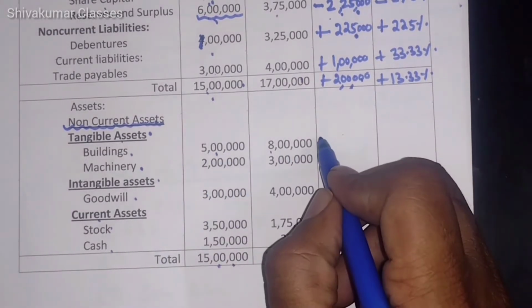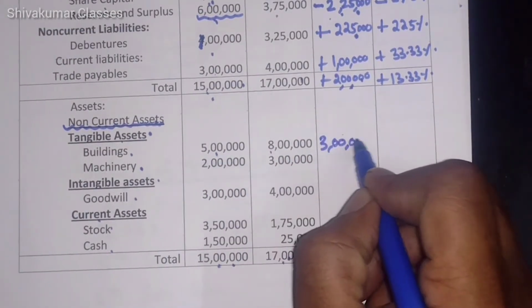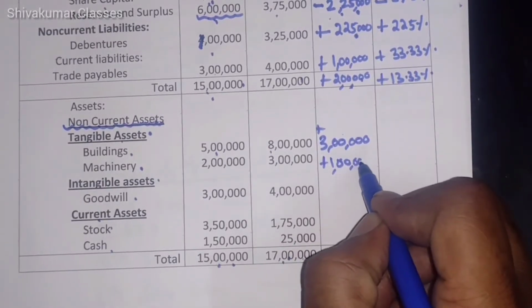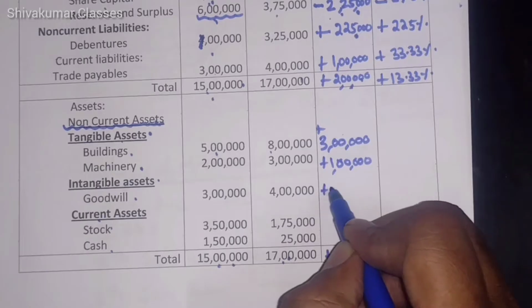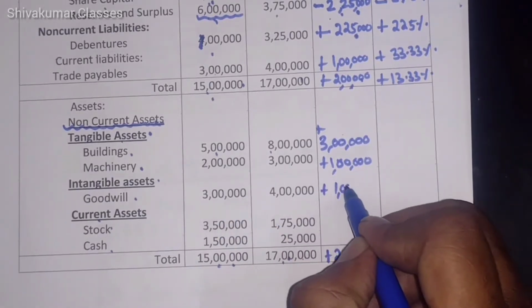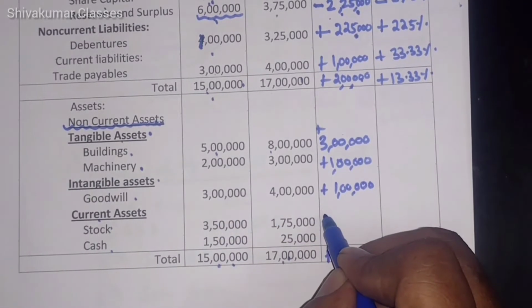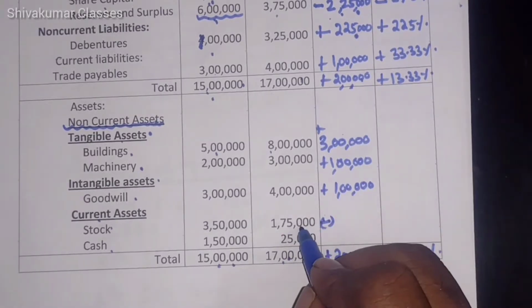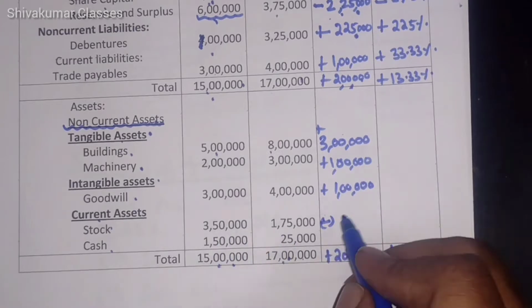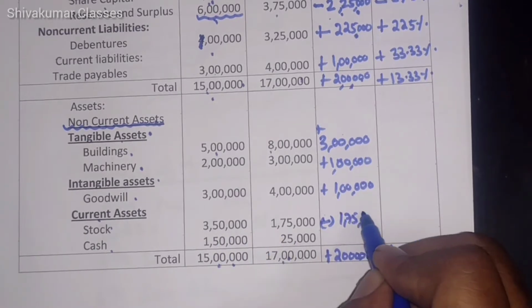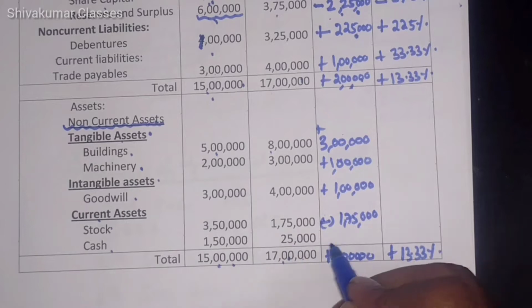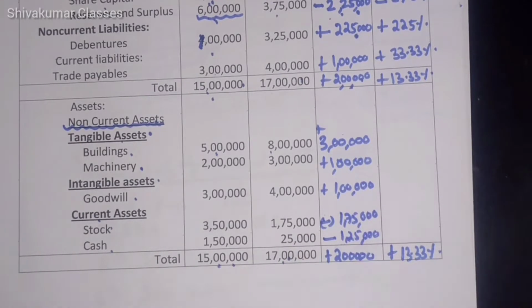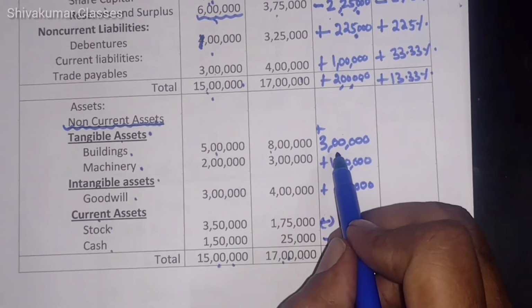Now 5 lakh and 8 lakh means that 3 lakhs plus 3 lakhs. Next plus 1 lakh. Then again plus 1 lakh. Next decrease, it is minus 350 minus 175 means that remaining 1,75,000, and this is minus 1,25,000. Now we have to do the percentage.